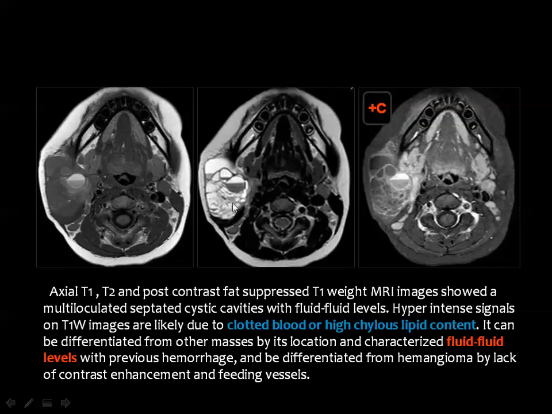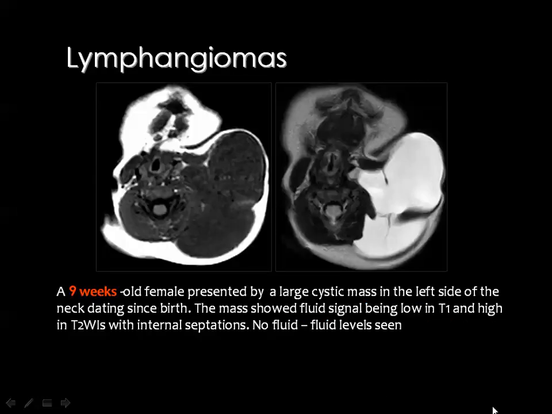And this is lymphangioma in the neck, which is a common location. You see low signal in the T1, high signal in the T2, and the enhancement of the septation. There is some hyperintense signal in the T1 due to hemorrhage or proteinaceous content. The fluid level is one of the best diagnostic criteria of lymphangioma on MRI.